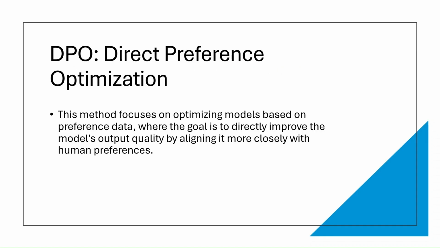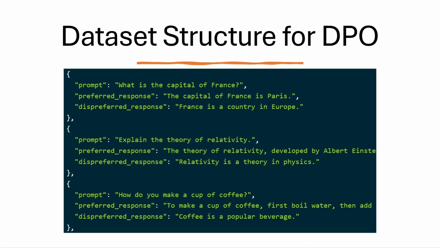DPO is another popular fine-tuning method that can allow us to fine-tune a model based on preference data. This allows the model to produce outputs that humans can prefer. To use DPO, we need a preference dataset in which for each prompt, we have a preferred response as well as a dispreferred response. This allows the model to learn the human preference from different examples provided in the dataset.